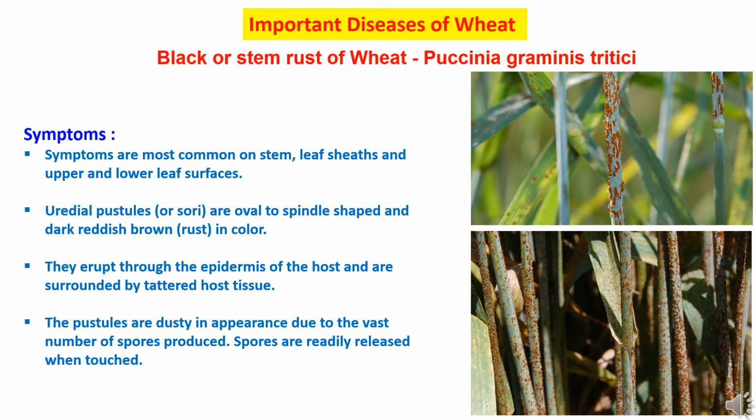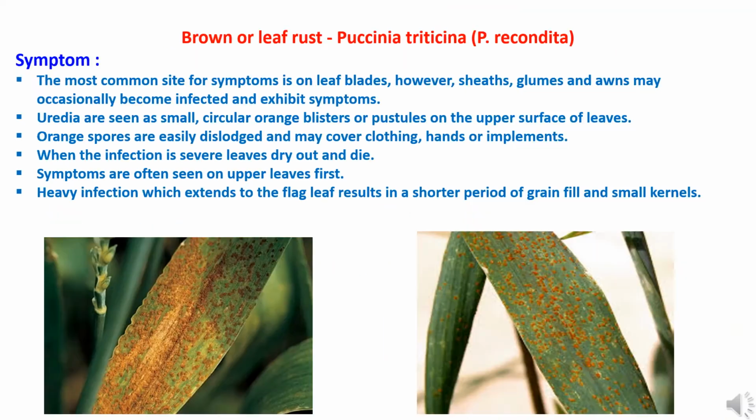Pustules are oval to spindle shaped and dark reddish brown, which is rust in color. They erupt through the epidermis of the host and are surrounded by torn host tissues. The pustules are dusty in appearance due to the vast number of spores produced, and these spores are readily released when touched.